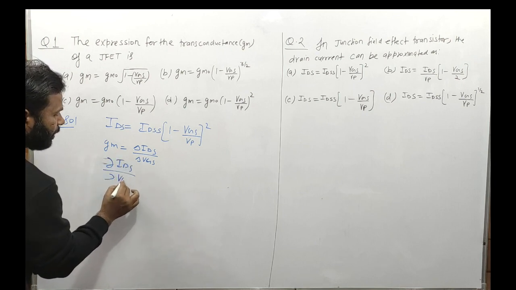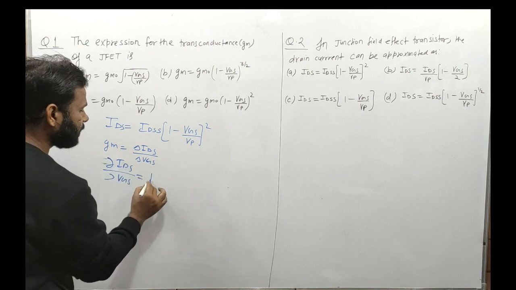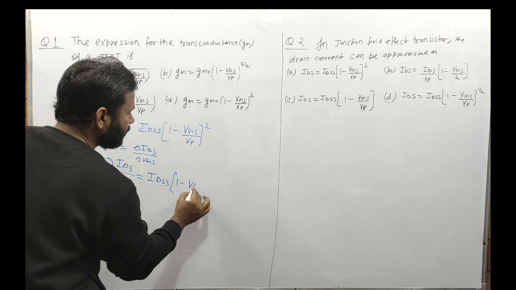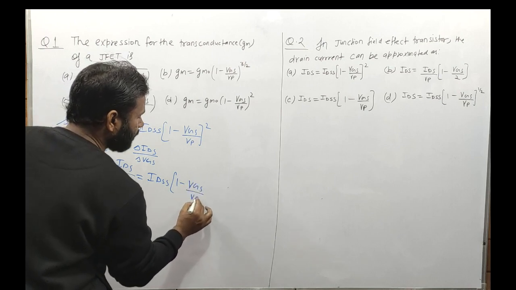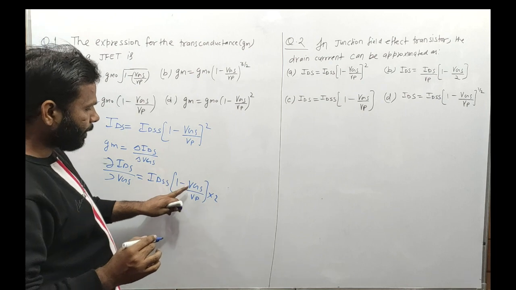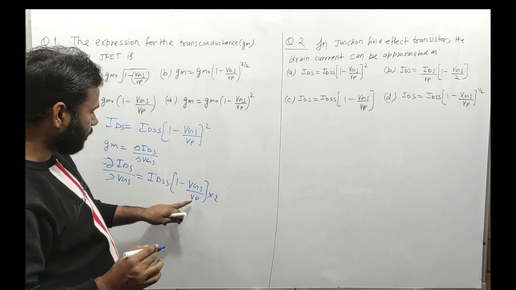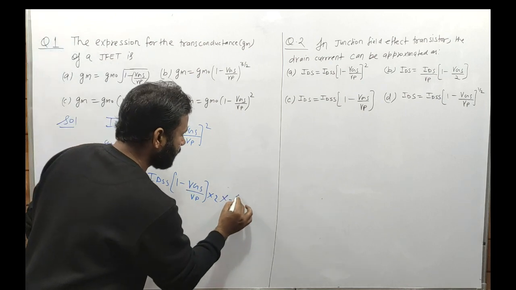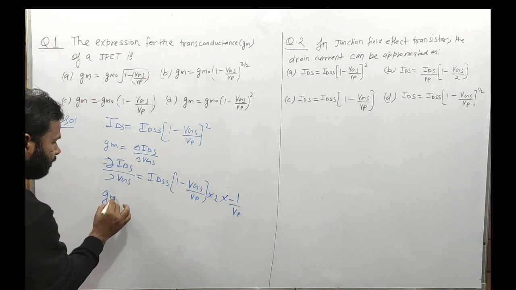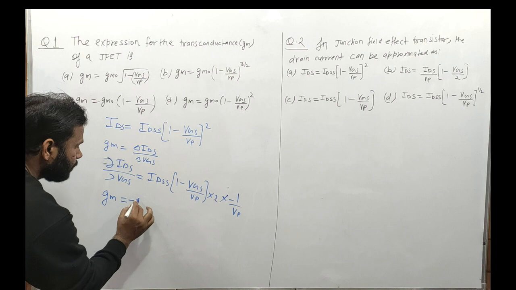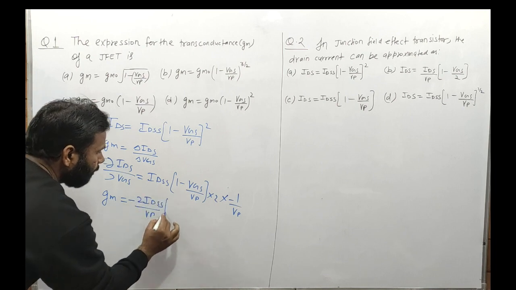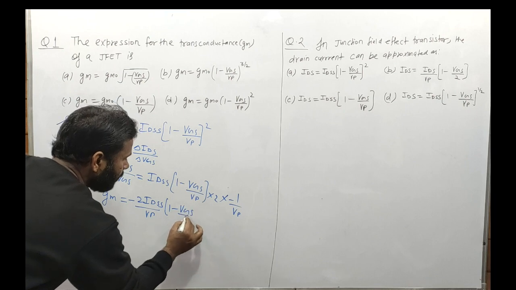upon del VGS equals to, so IDSS is constant and it is 1 minus VGS upon VP की power 2, that comes out to be 2, and then when we differentiate with respect to VGS it is minus of VP, so it is minus 1 upon VP. So इसको सिंपलीफाई कर लेते हैं. This is called GM, then it is minus 2 IDSS upon VP times 1 minus VGS upon VP.